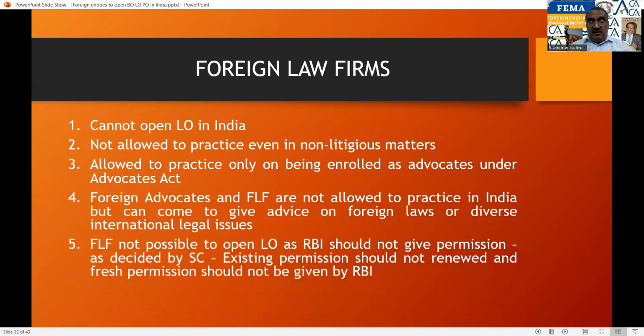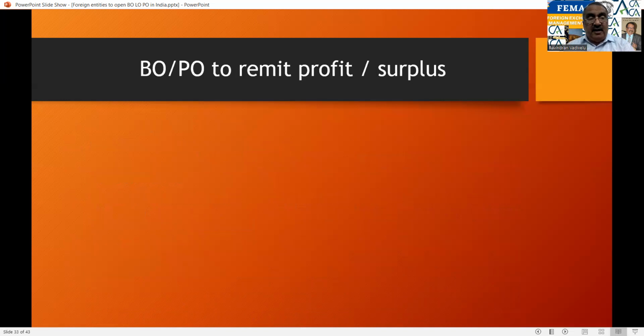And it is not possible for foreign law firms to open a liaison office, as the RBI will not give permission. It is already stated that the RBI will not give any permission to open a law office for a foreign law office in India. And if any permission has already been given, they can hold the office till the validity, and no further extension will be given by the RBI. This is clearly stated in FEMA.